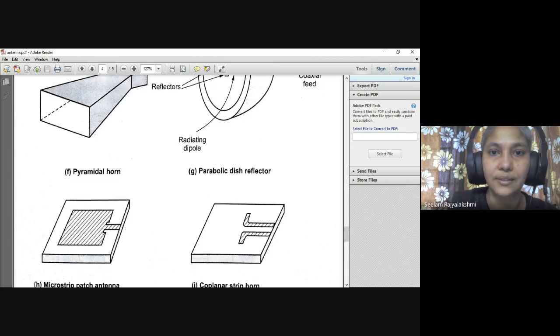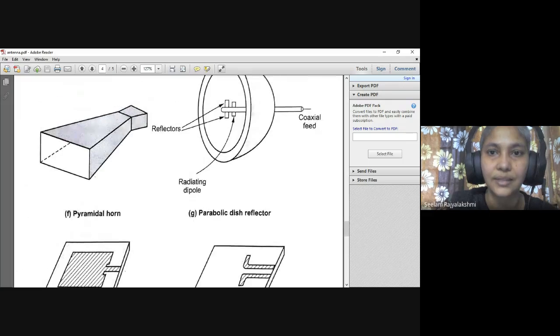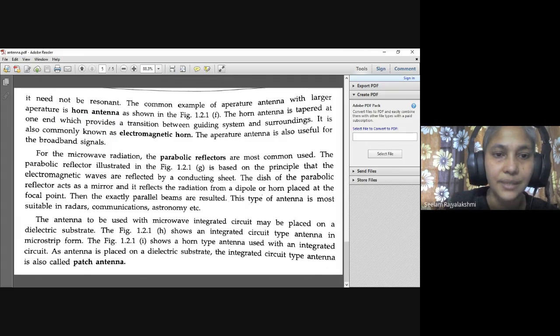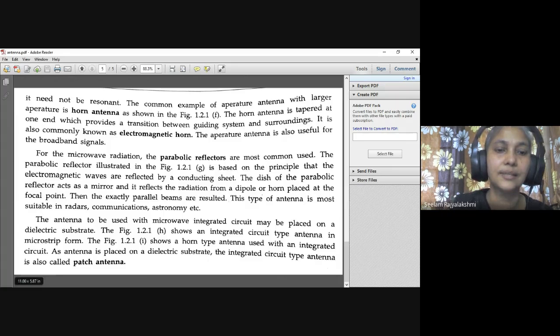Parabolic reflectors. Here we can see the coaxial feed. These are the reflectors, and this is the radiating dipole, and the dish acts as a mirror. The dish of the parabolic reflector reflects the radiation from the dipole or horn placed here. Now, an antenna to be used with a microwave integrated circuit may be placed on a dielectric substrate.